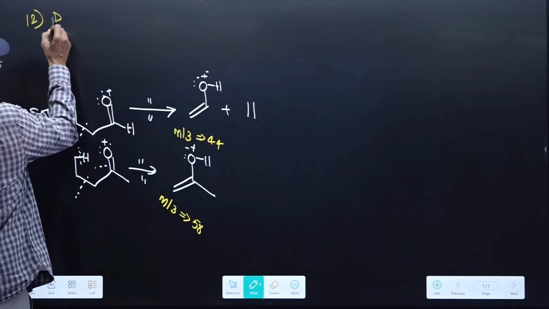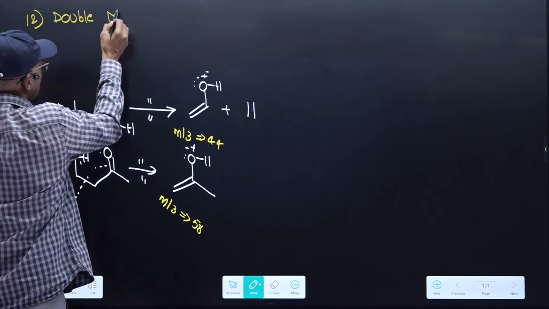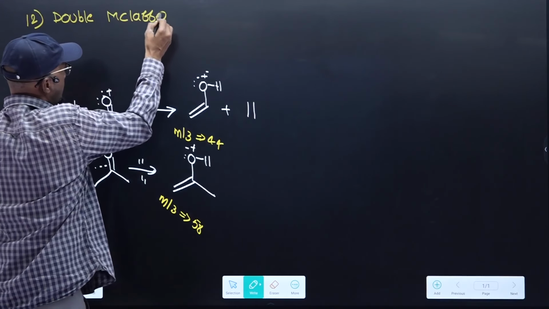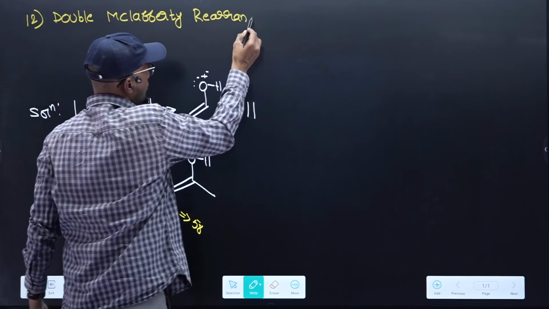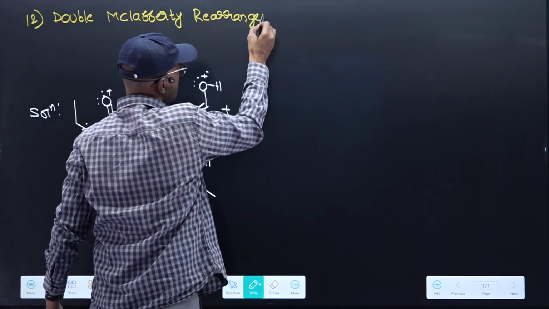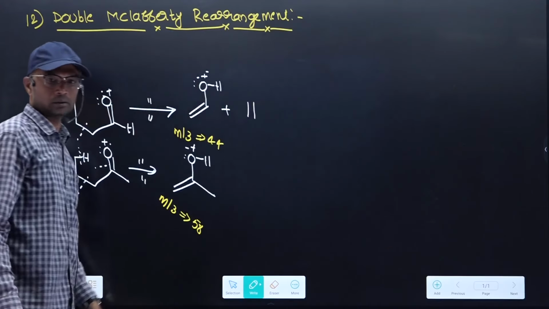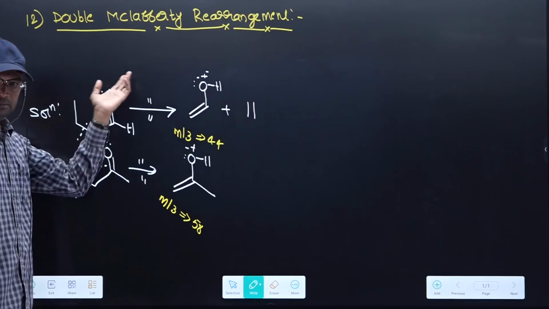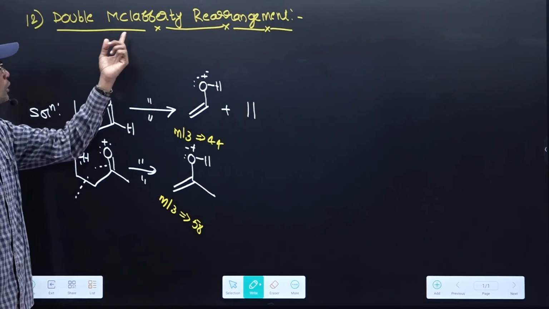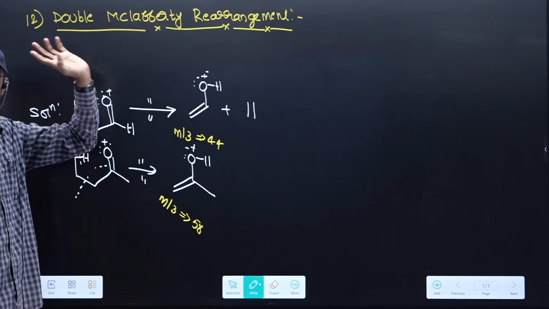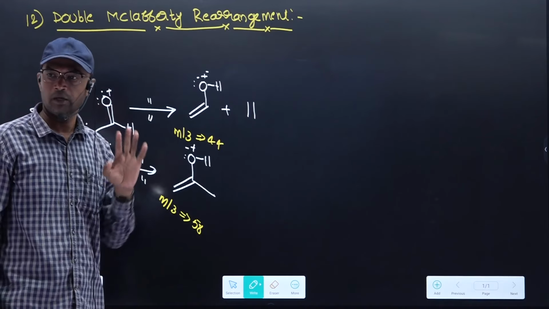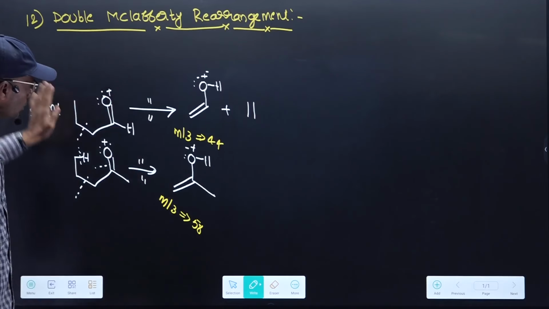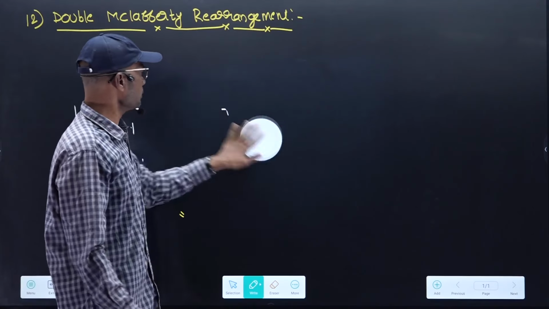So next, double McLafferty. It is also called a rearrangement. You can also say fragmentation. Better you say fragmentation, mass spectral fragmentation. So double McLafferty rearrangement, otherwise double McLafferty fragmentation. What does it mean? Two times McLafferty takes place on one molecule. In one molecule, two times it is possible. That is called double McLafferty rearrangement or fragmentation.